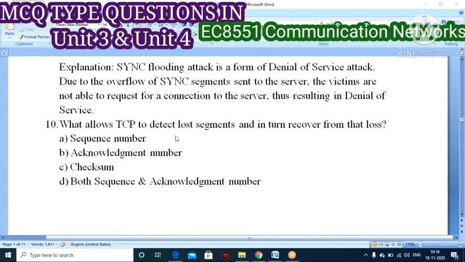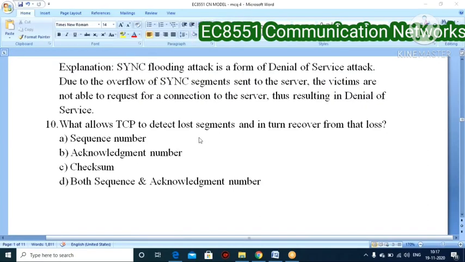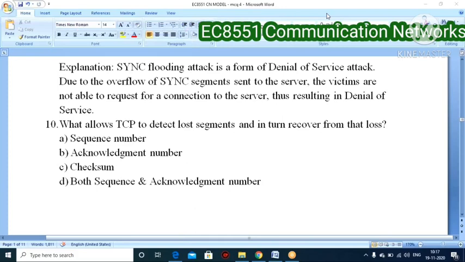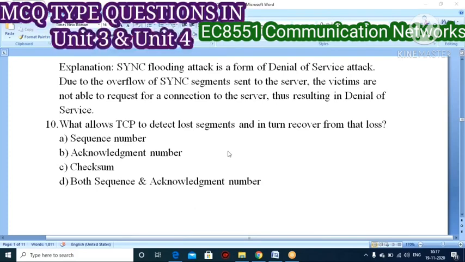So lost segment, that is a proof. Yeah, anyone? Gopal? Sir, the answer has come here itself. Oh, you see the answer? B. Which one? Yes sir. Acknowledgement number.